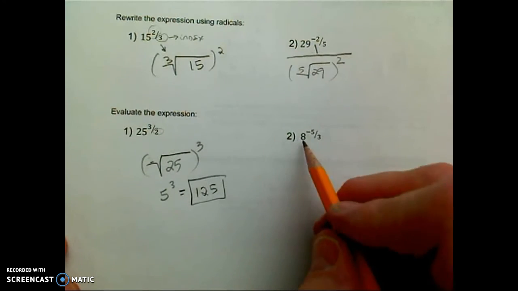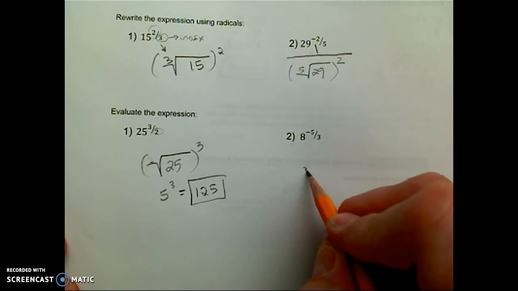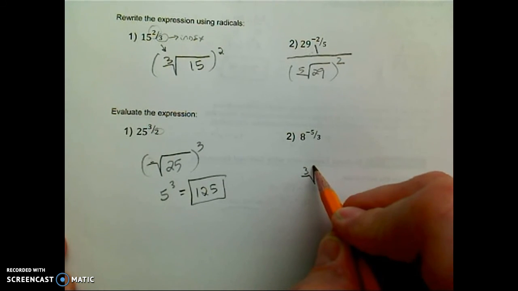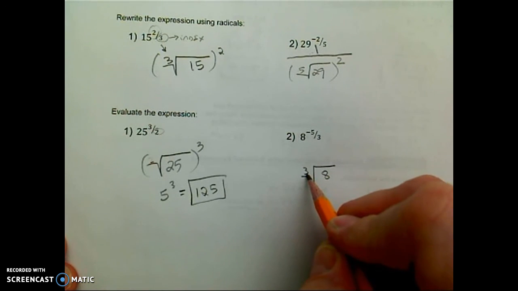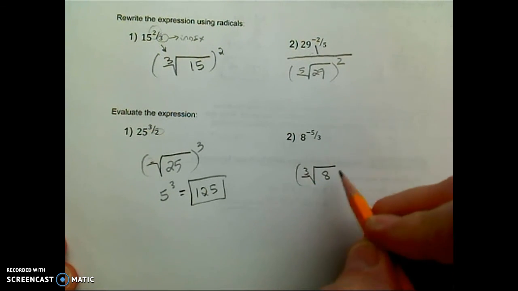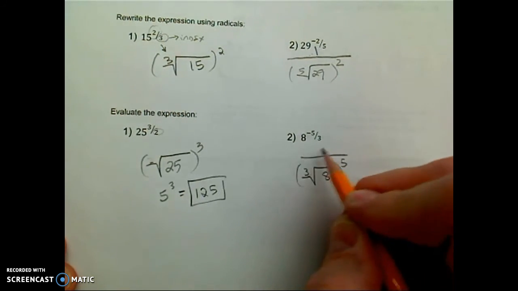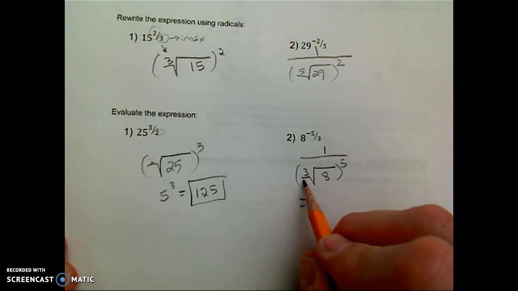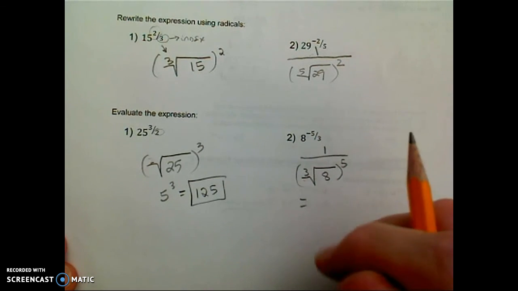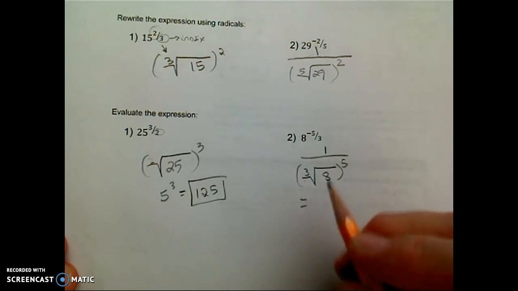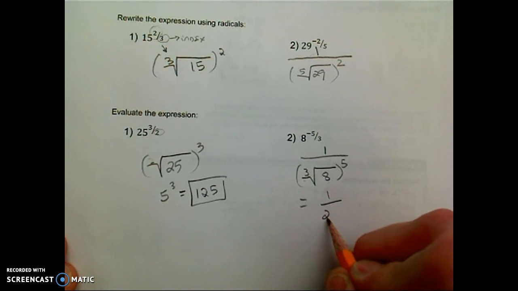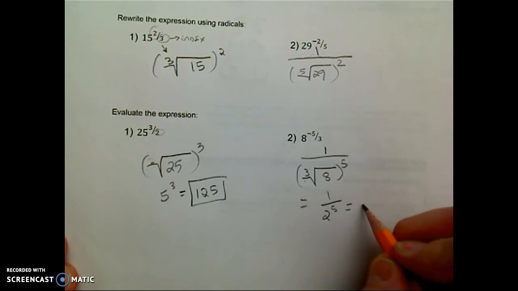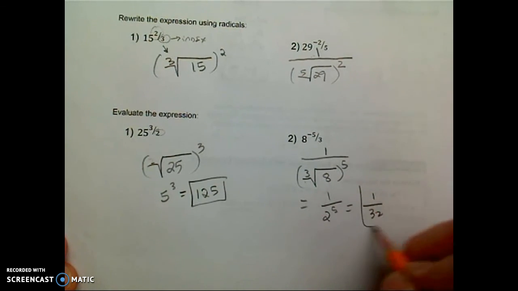One more. I have 8 to the negative 5/3. So 8 is my radicand, 3 is my index. The whole thing is being raised to the 5th power, and then it's the denominator of a fraction. So the cube root of 8, what number times itself 3 times gives me 8 for an answer? That's 2 times 2 times 2. So 2 to the 5th power goes in my denominator. 2 to the 5th is 32. So this is 1 over 32.